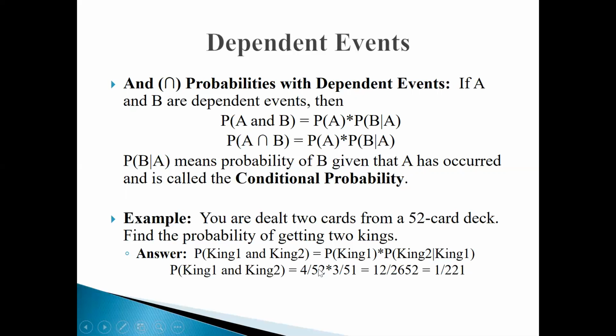divided by 52. But now we have to find the probability of king 2, given that we already drew king 1. If we already drew king 1, that means we've reduced the total number of kings from 4 to 3, and the total number of cards from 52 to 51. That's the probability of king 2 given king 1. All we have to do is multiply those together. So we get 12 over 2652, and that reduces to 1 over 221. And again, that's the accurate answer. You could put it into decimal form, but unless it says to put it into decimal form to 4 decimal places or whatever, the fraction usually is the more accurate way to go.